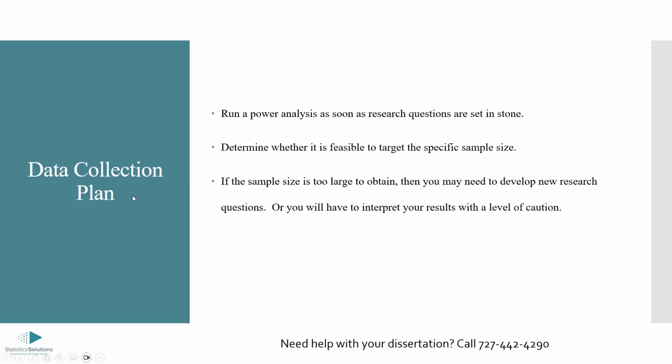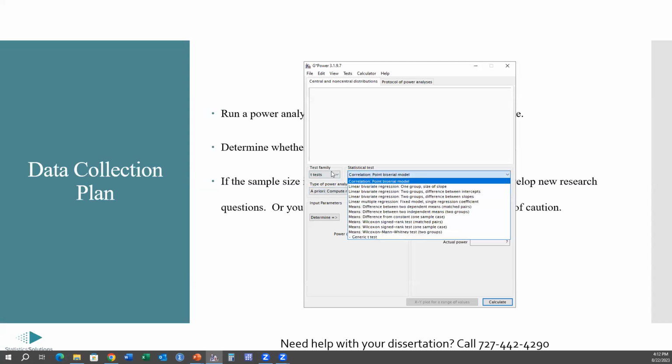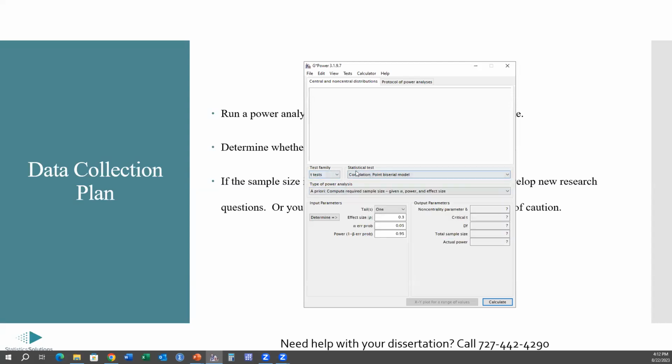All right, and more on the data collection. Once your research questions are set in stone, you can run a power analysis. And this is going to give you an idea of how many people you need to target for your research. So a power analysis will give you the specific minimum sample size that you need. There's many softwares to run this. Most common here is G-Power. So G-Power is going to tell you how many people do I need to compare my groups.